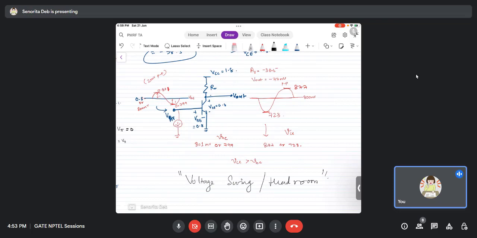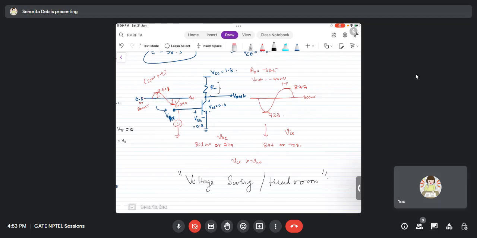Whatever is the drop across I into RC, right? If the drop of IRC is low, your VCE is high. And if my VCE is high, that means my waveform can tolerate more swing. It has more headroom to move around so that it doesn't go below VB. Did you understand this point? This is not much discussed, but this is a very important property.